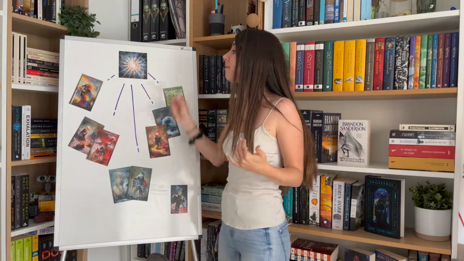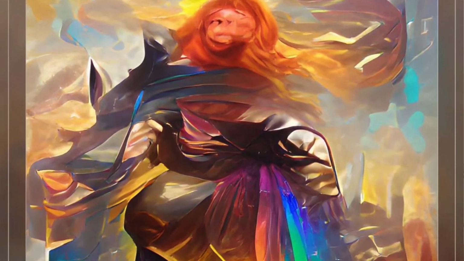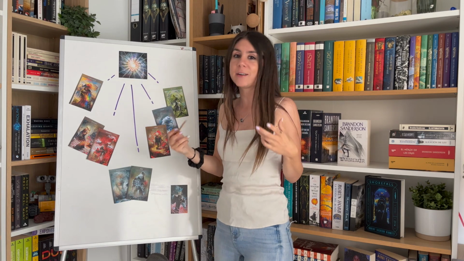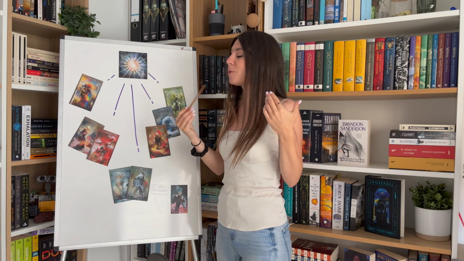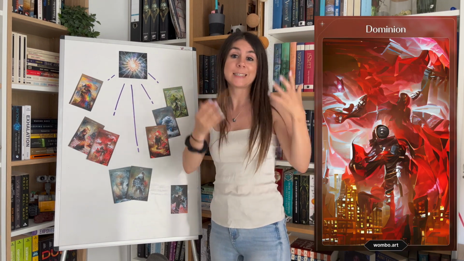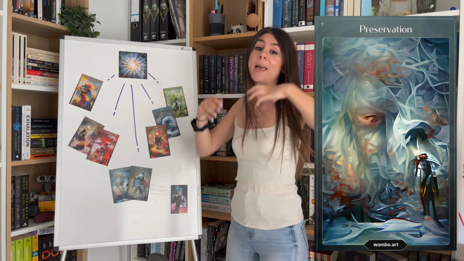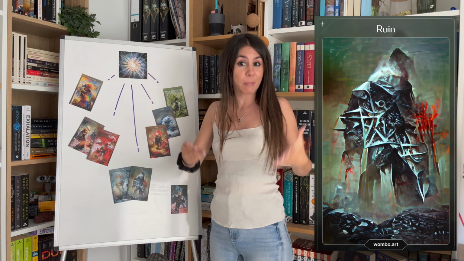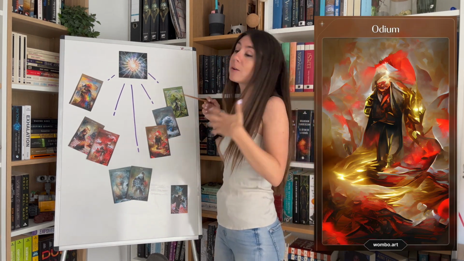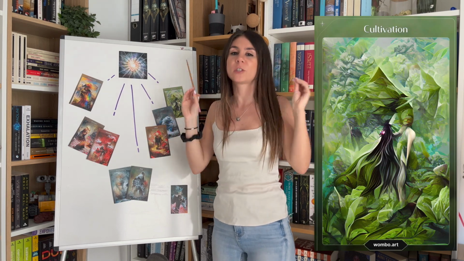For example, we have Endowment, which is the shard from Nalthis, the world of Warbreaker, that is there alone. But then we have others that went together. For example, we have Devotion and Dominion, which are the ones that lived in Sel, the planet of Elantris, as well as Preservation and Ruin, the ones in Scadrial, the planet of Mistborn. And then we also have Odium, Honor, and Cultivation, which are the ones living in Roshar, the planet of the Stormlight Archive.